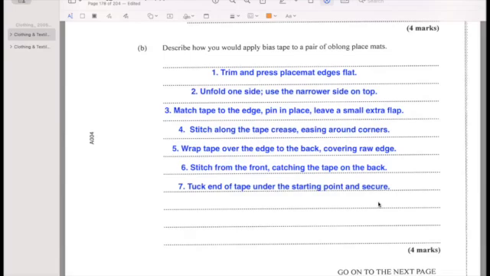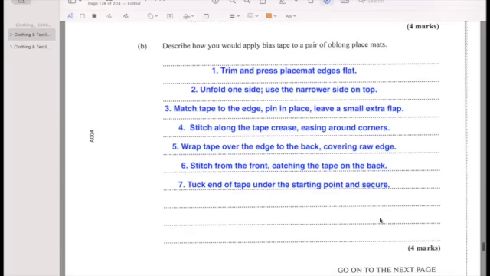and have some easing to go around, right? Number five, wrap tape over the edge to the back, covering all the raw edges. Number six, stitch from the front, catching the tape on the back. And the final, tuck end of tape under at the starting point and secure.